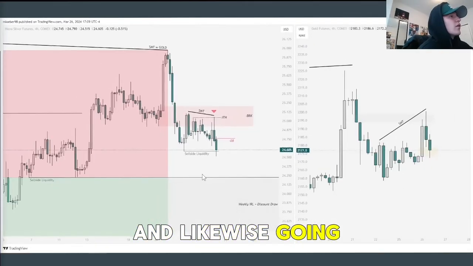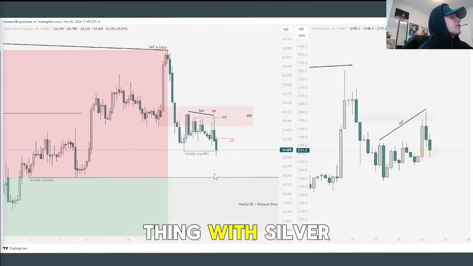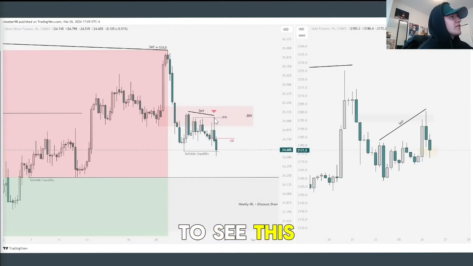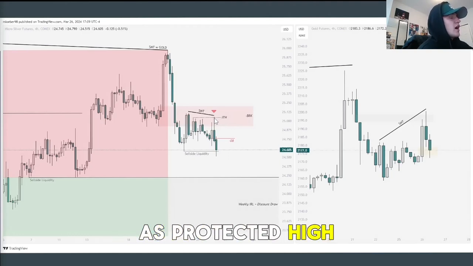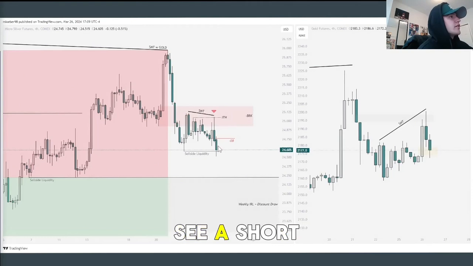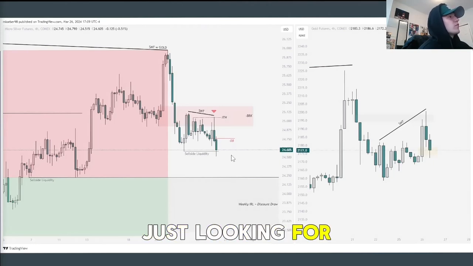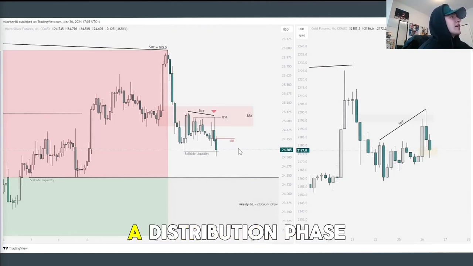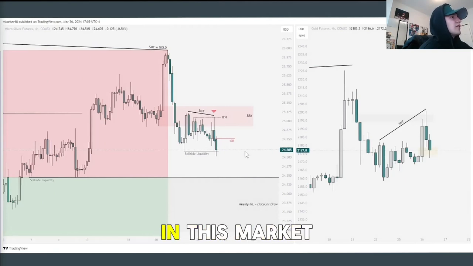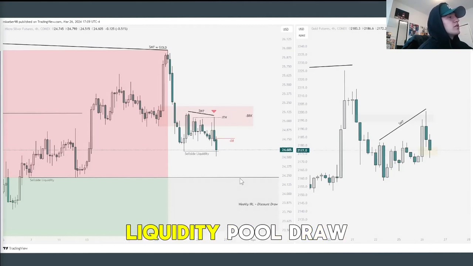And likewise, going over the same thing with silver, I would like to see this intermediate term high hold and stay intact as a protected high, and then I would like to see a short-term high form to the right of this intermediate term high to confirm that, and then for us to deliver lower, because now I'm just looking for price on the 4-hour to give us a distribution phase in this market maker sell model to deliver us to that weekly objective point, resting at that weekly internal range liquidity pool draw.